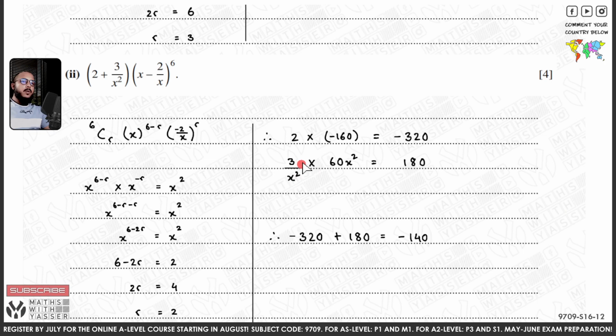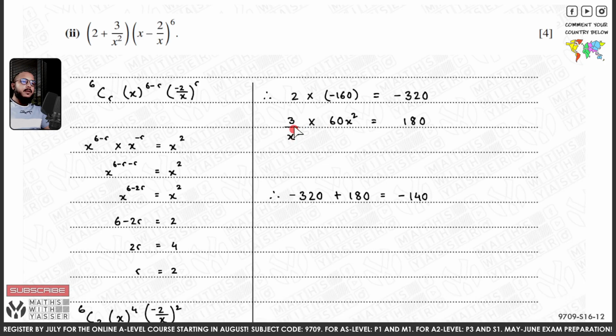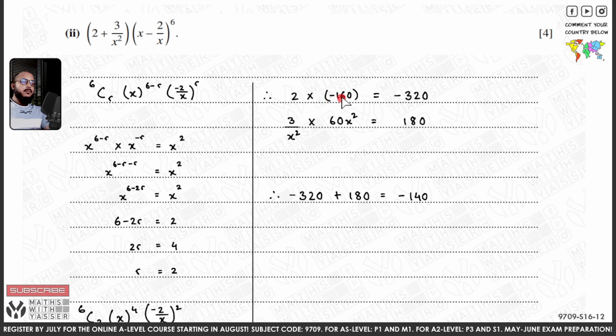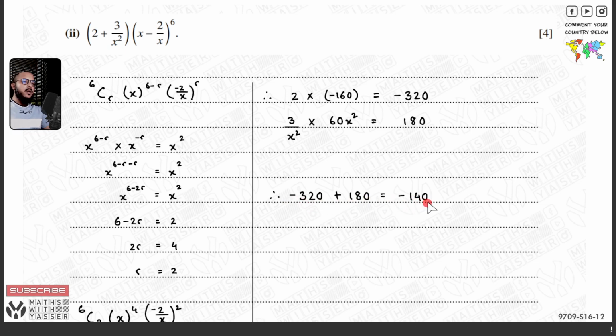So now what we can do is multiply 2 with the term which is independent of x. They both don't have x next to them, so we can simply use this from the first part of our answer. So 2 times negative 160 gives negative 320, and with 3 over x square we need to multiply the term 60x square, and eventually these two will cancel out and we will get 180, which is independent of x. So now we need to sum these two numbers. So it will be negative 320 plus 180, which is negative 140.